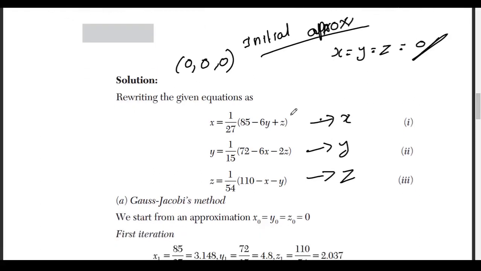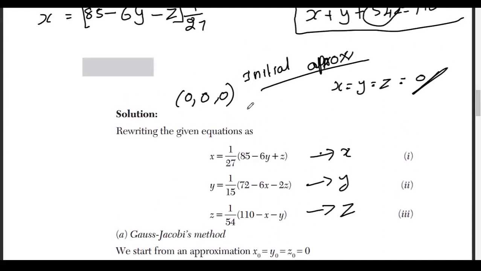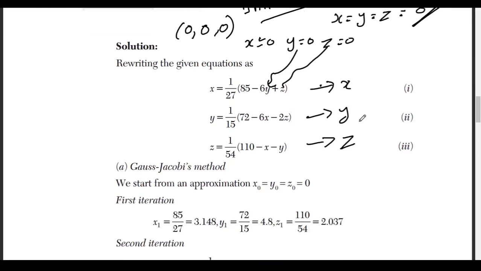Now we are going to substitute x equal to 0, y equal to 0 and z equal to 0 in these three equations. Here we substitute y equal to 0, and here also we substitute z equal to 0. After substitution, I will tell you the easy method to solve using the calculator. After substitution, we get the answer. With z equal to 0, 85 by 27 will become 0.